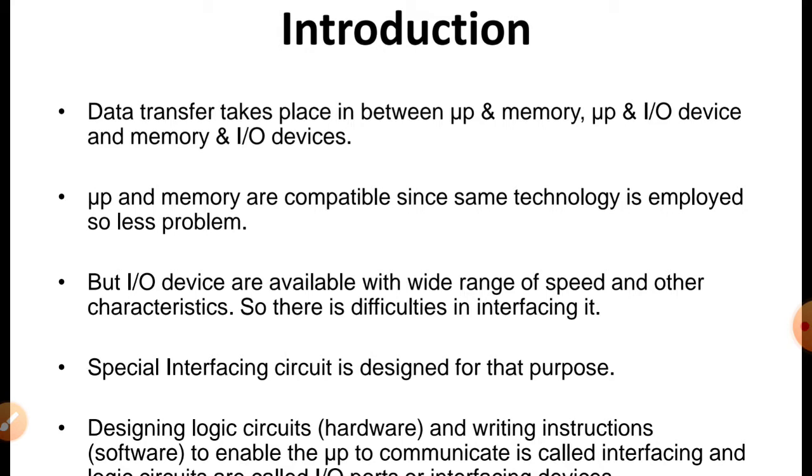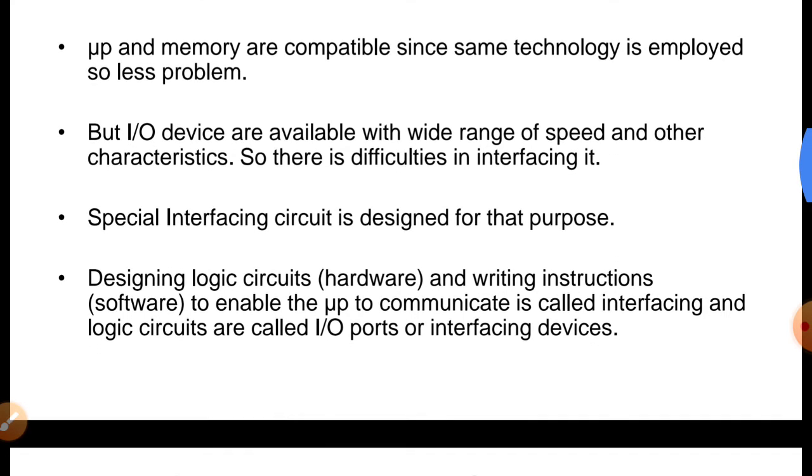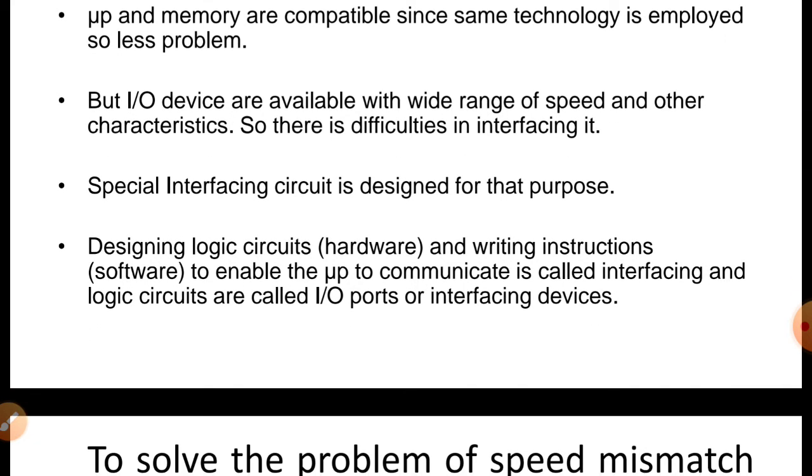Whenever we have to transfer data between two devices, if they are working on the same technology, then it will be easy to transfer the data. But if the devices are working on different technologies, we have a lot of problems transferring the data. That is why different data transfer schemes are used. Input output devices are available in a wide range of speeds. Every input output device has a different structure, different working, different pattern, different speed, and different characteristics.